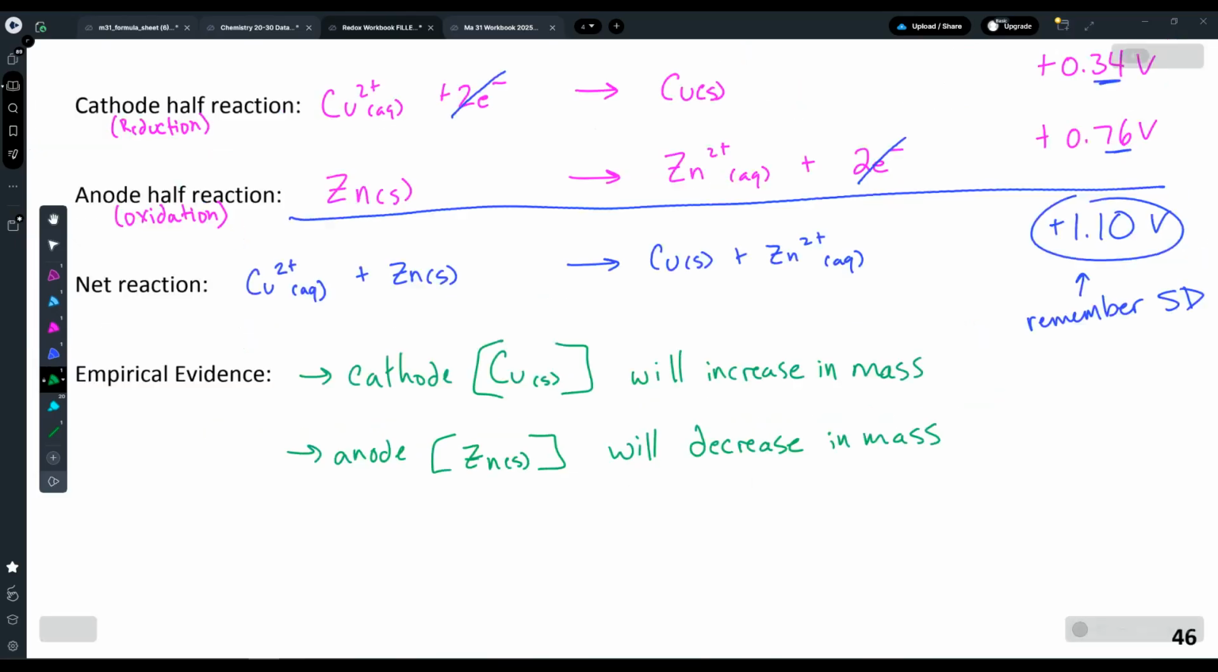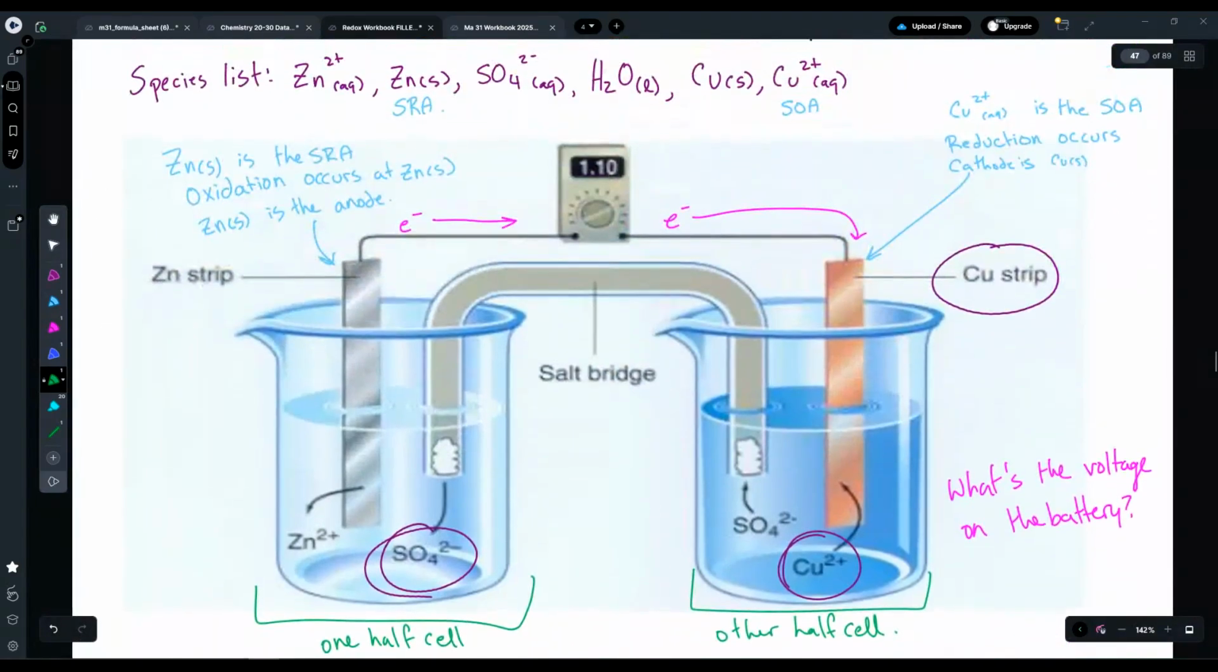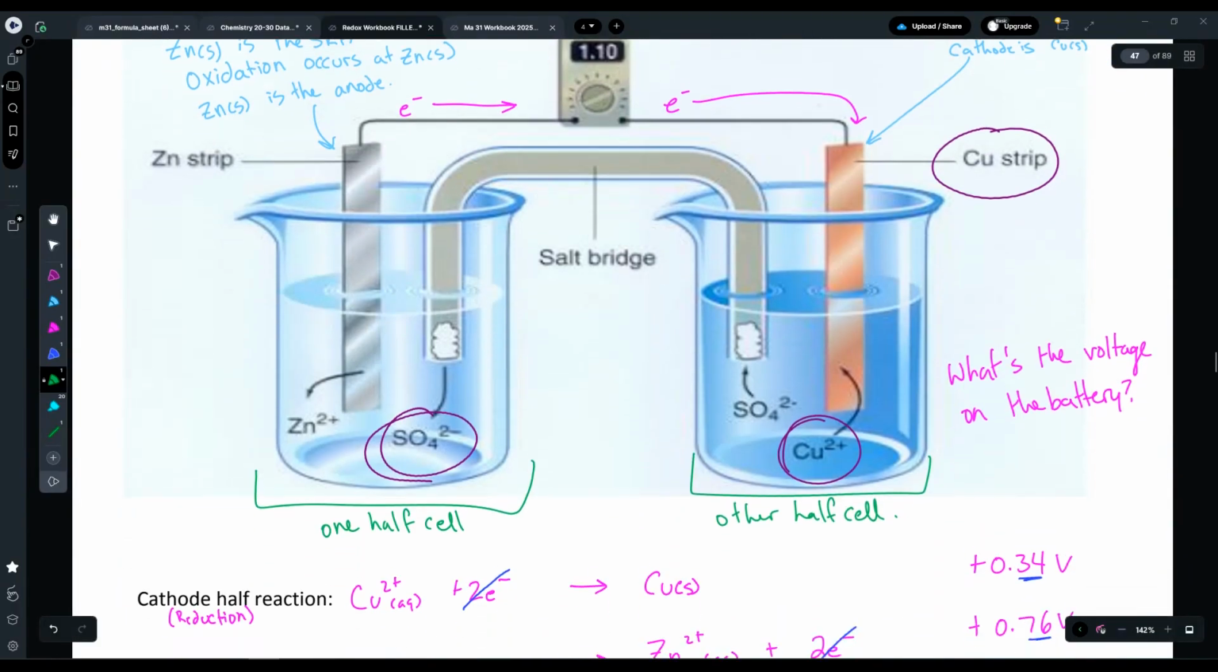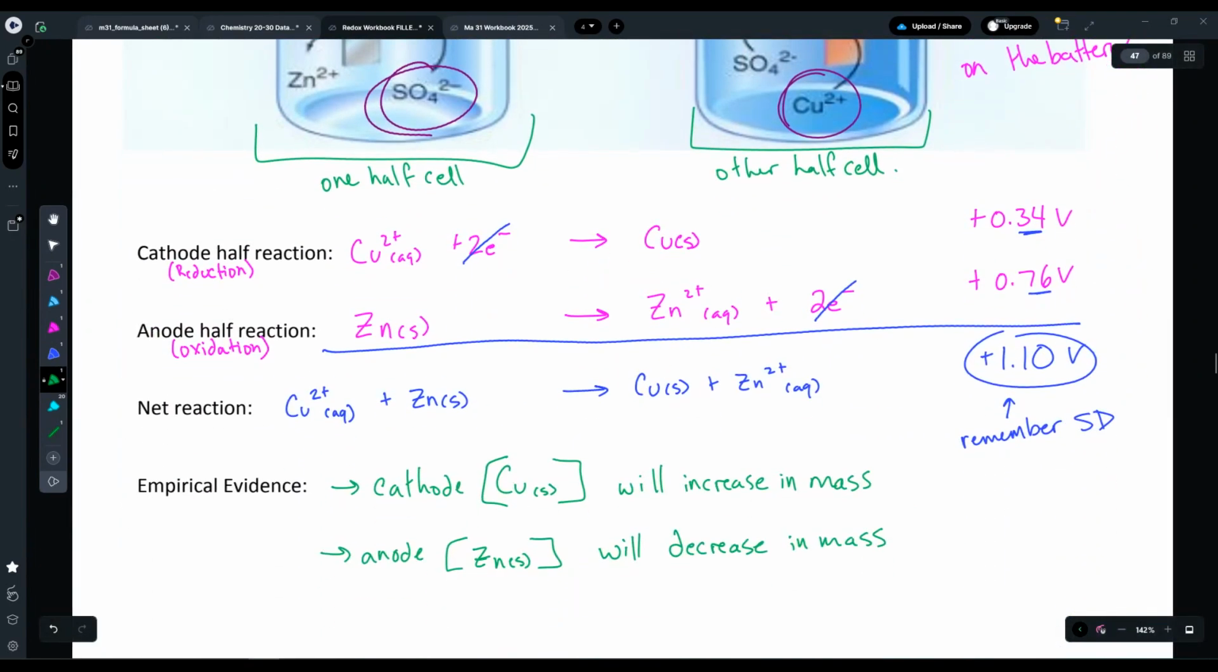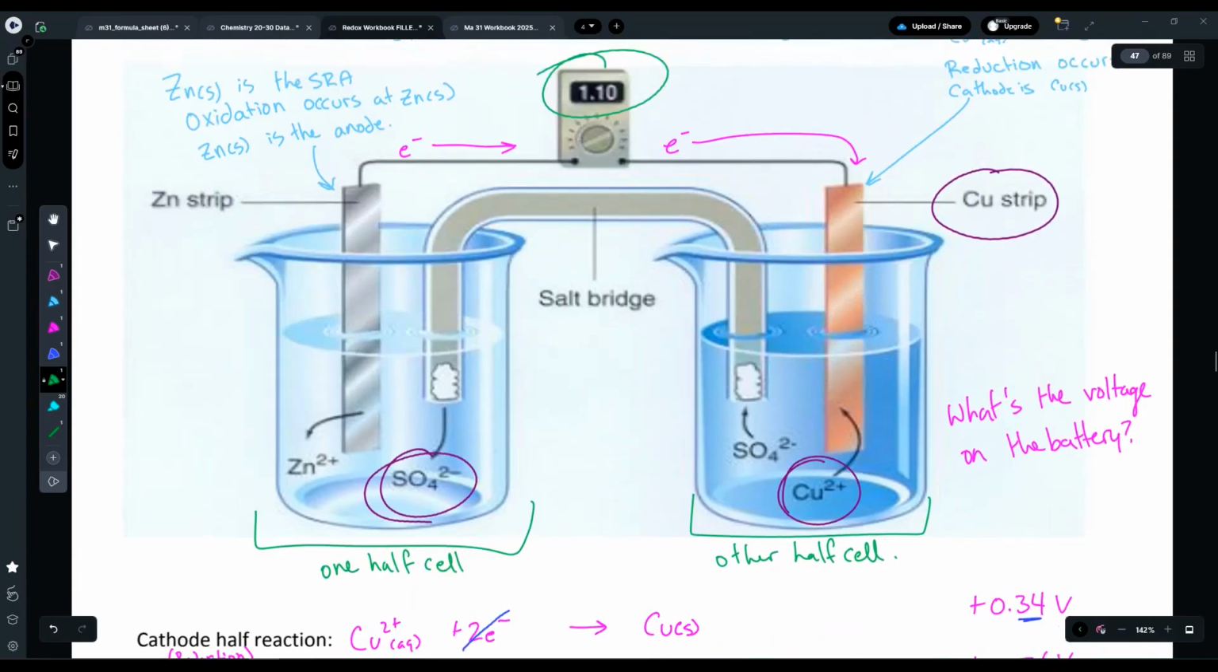You could also say that you'll see the voltmeter have a reading of 1.10. If you're wondering where that 1.10 reading comes from, it comes from the voltages of your cathode and anode reaction adding up.